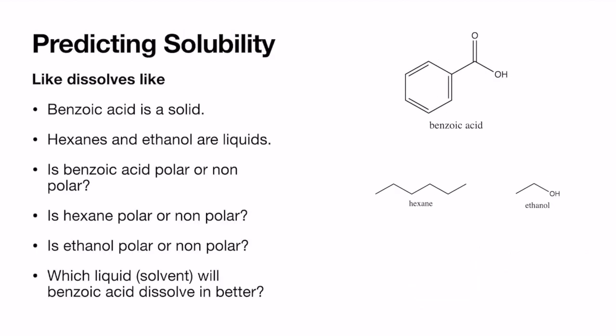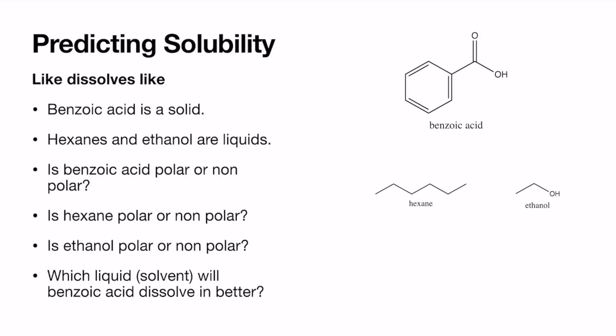Okay, so moving on to predicting solubility. Another thing that you should remember from general chemistry is like dissolves like. In other words, if you have a polar compound, you need a polar solvent. If you have a nonpolar compound, you need a nonpolar solvent. Okay, so let's take an example here.